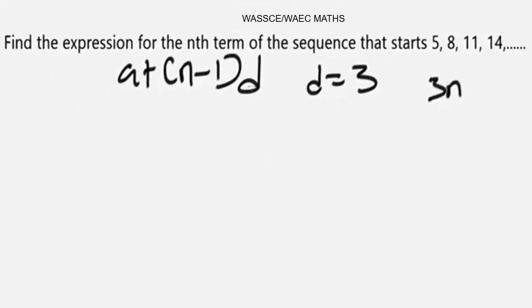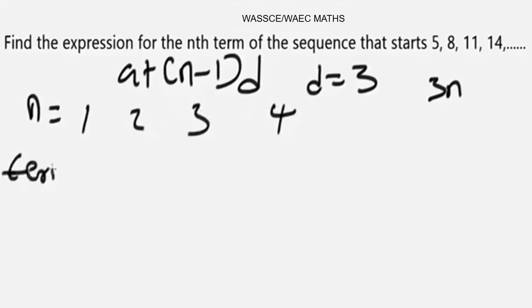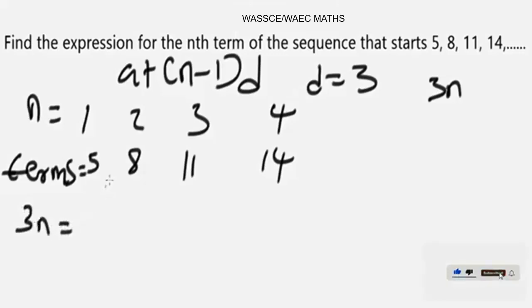Let's begin with this. In this question, we have the number of terms: 1, 2, 3, 4. We will have 4 terms, and the terms themselves are 5, 8, 11, and 14. Since our expression for the nth term is going to contain 3n, this expression 3n will depend on the value of n. n has various values here.